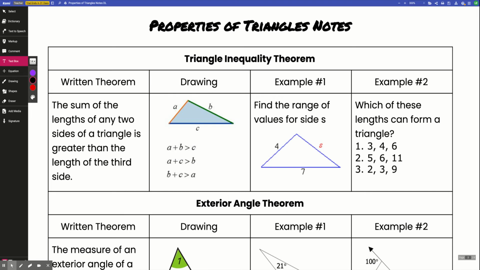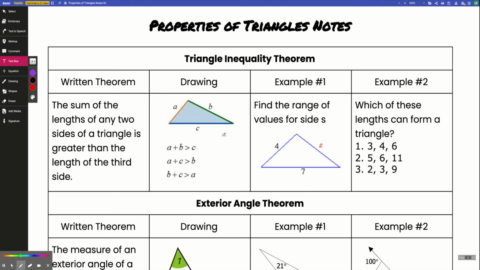This one is called the triangle inequality theorem, which basically says that in order for three side lengths, three line segments, to come together and make a triangle, the sum of the two shortest sides has to be greater than the longest side.